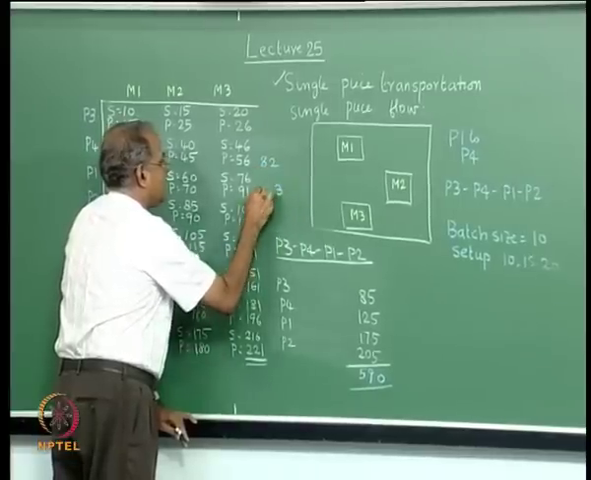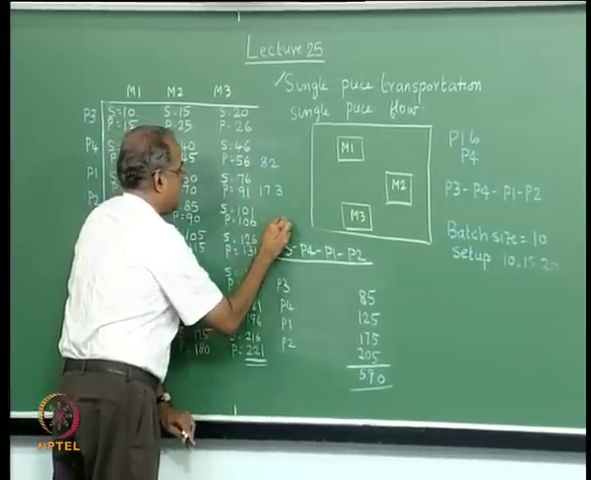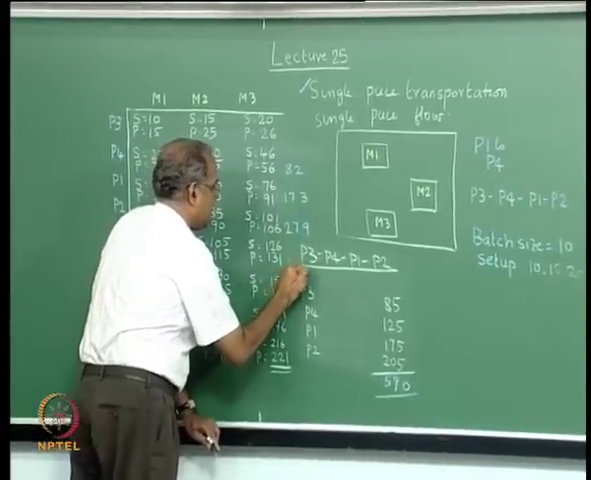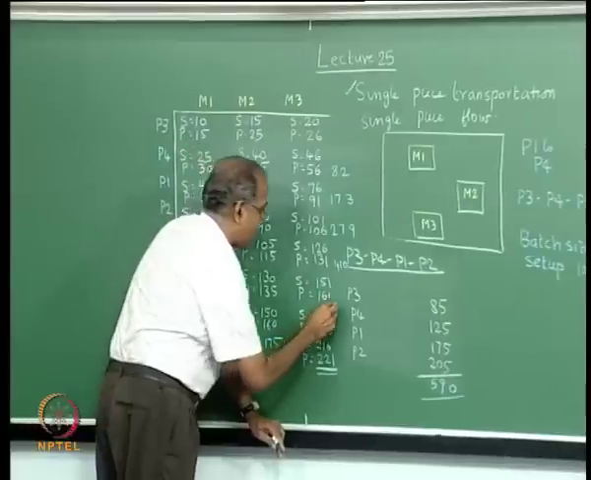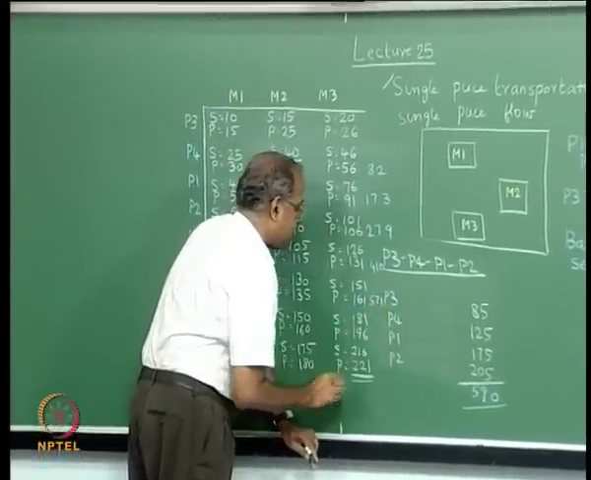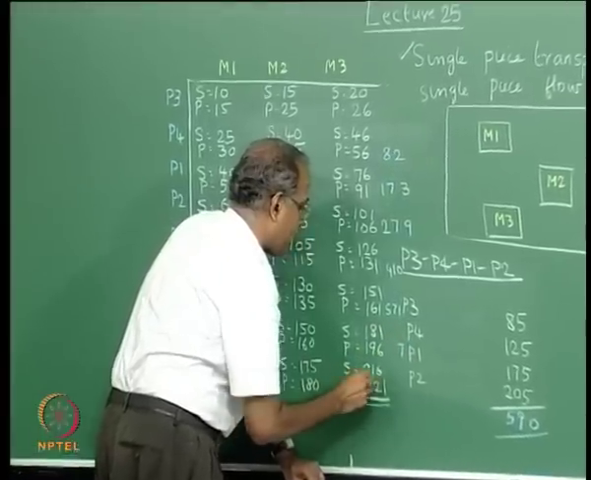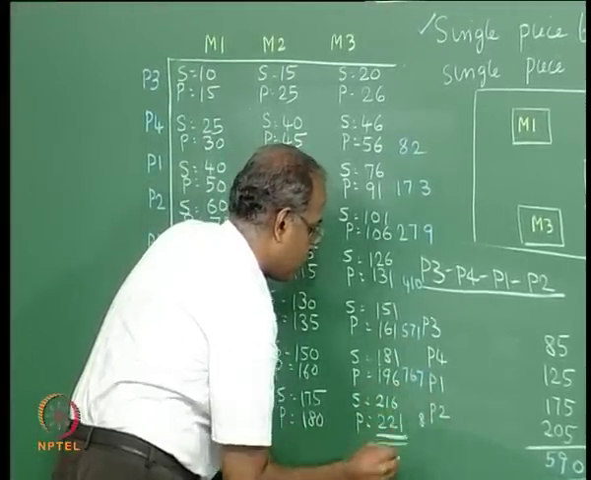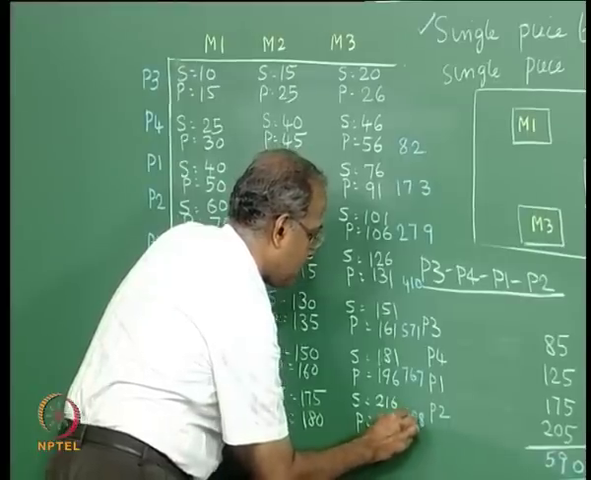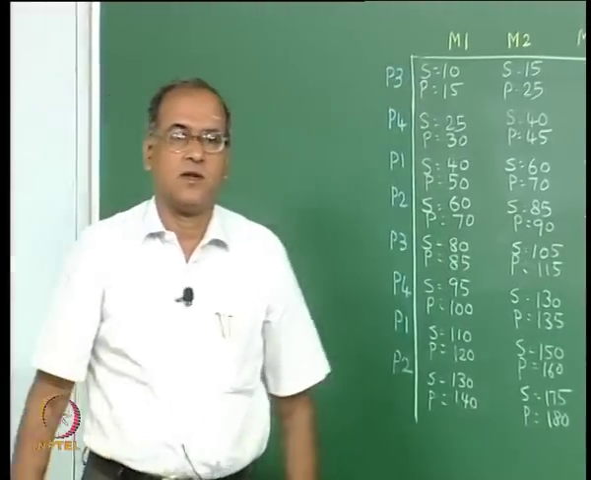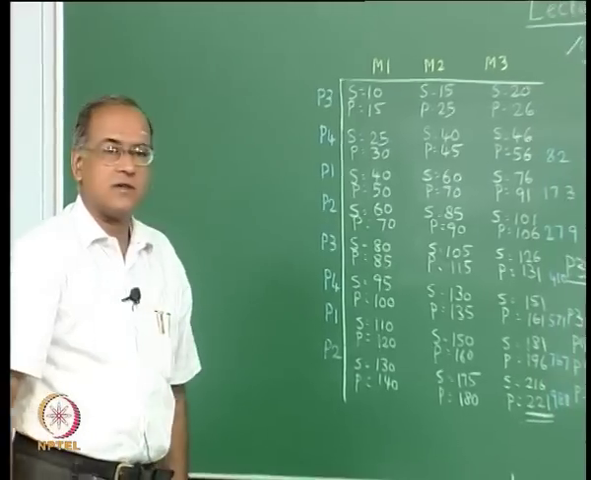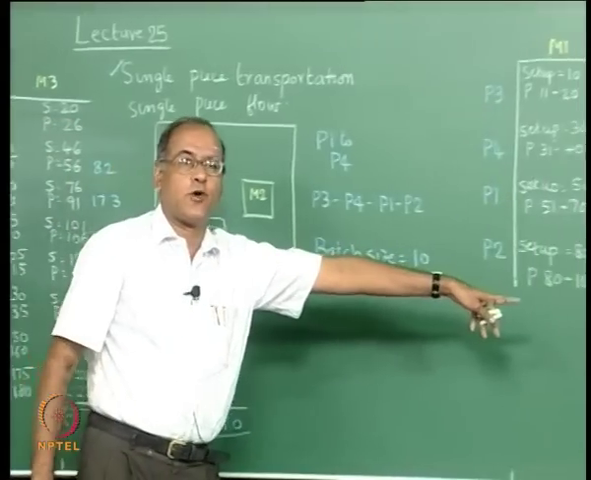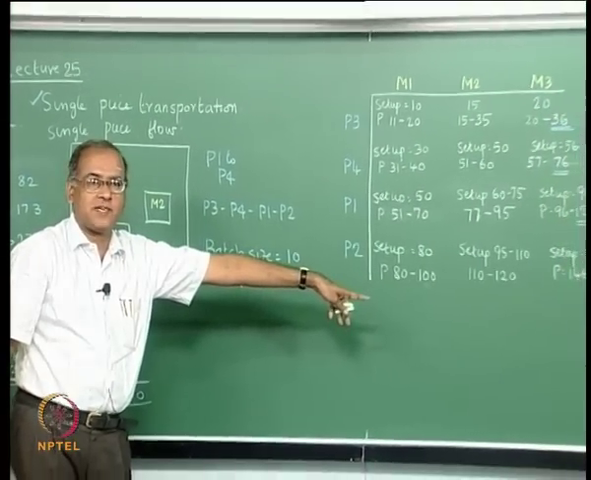So, that will be 26, 82, 173, 279, 410, 571, 767, 988. So, 988 is our sum of completion times, and here 394 is the sum of completion times.